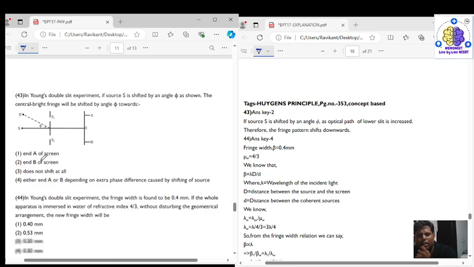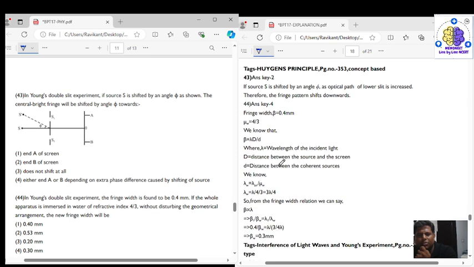Now coming to question number 43. In question number 43, it says that in a Young's double slit experiment, if the source S is shifted by an angle phi as shown, the central bright fringe will be shifted by an angle phi towards.